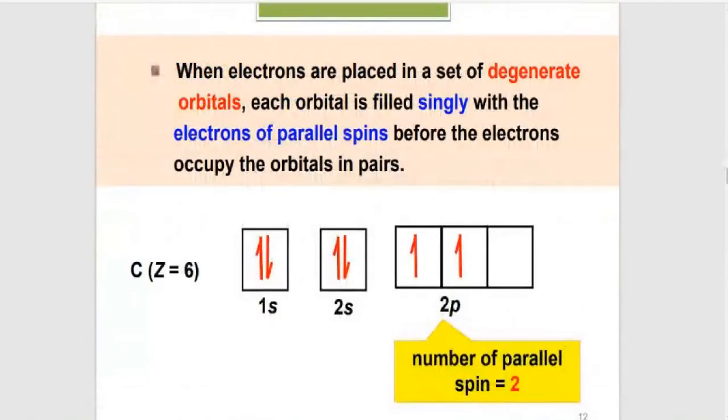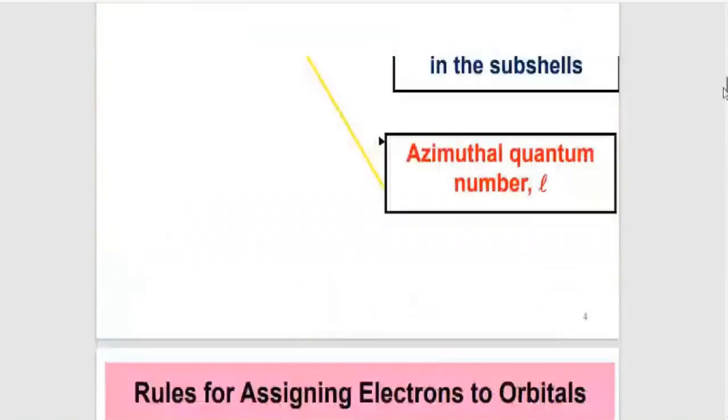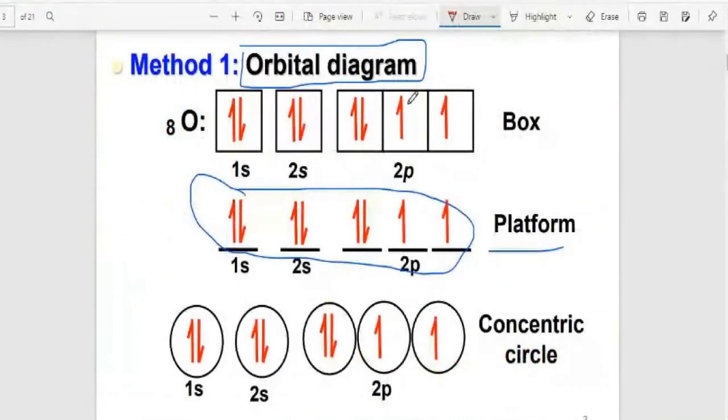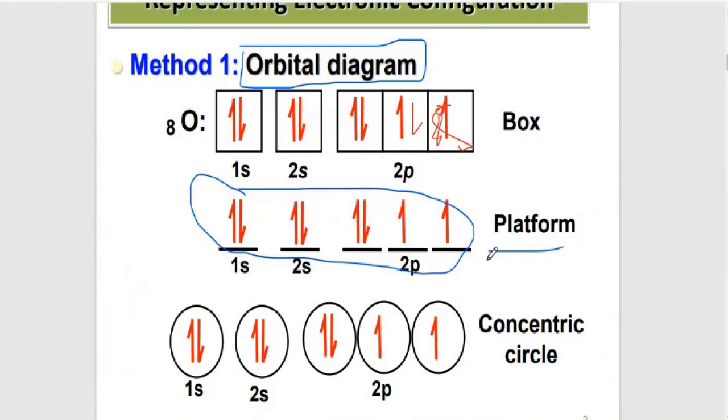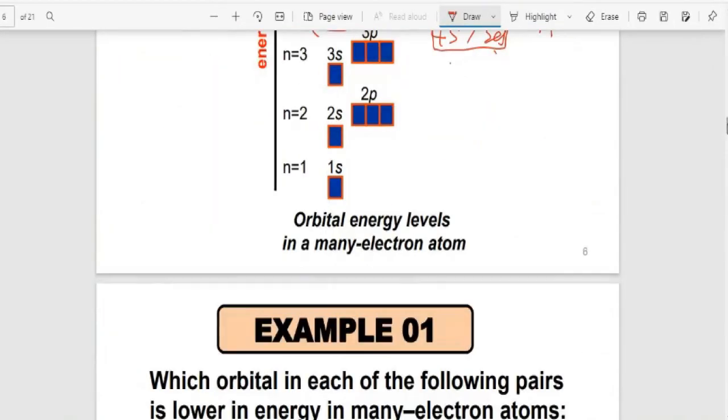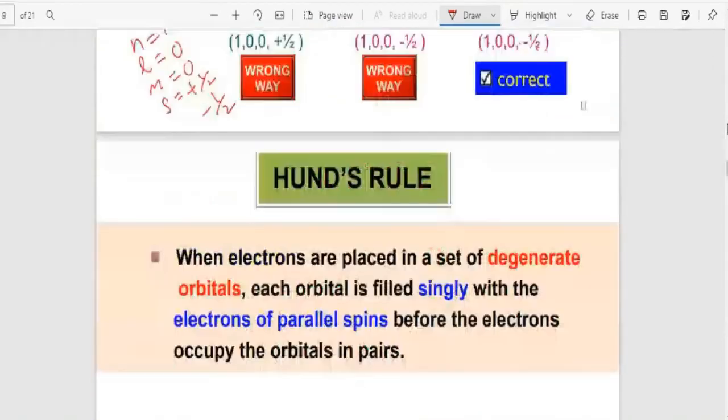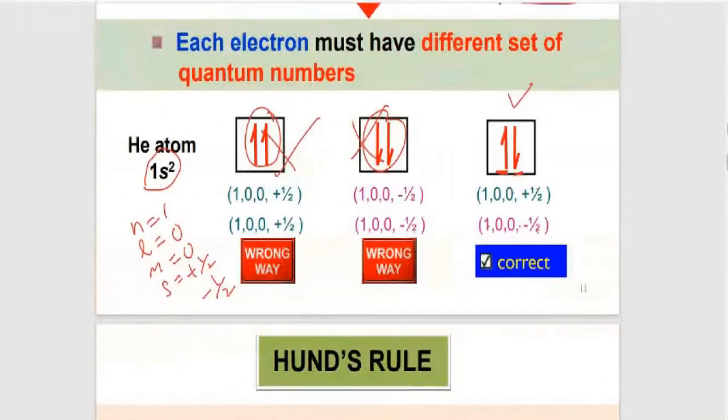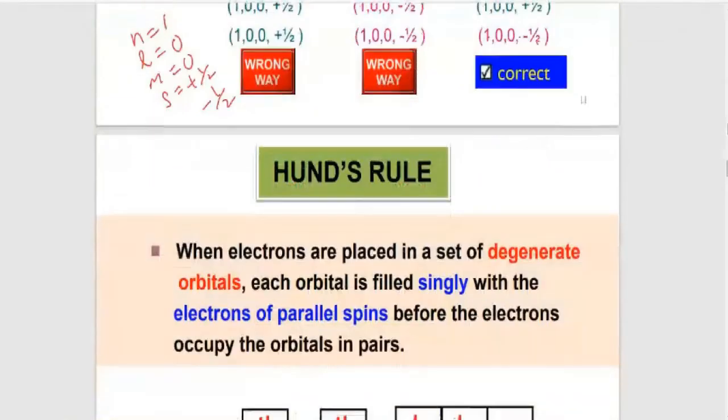Tadi I tanya satu soalan. I tanya kat sini. Why I cannot pair up like this? Okay, why I cannot pair up like this? This is due to Hans rule. Hans rule cakap, semasa isi elektron kena ikut 3 bos ni. Jadi bos Hans cakap apa?